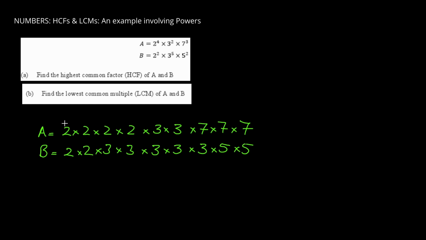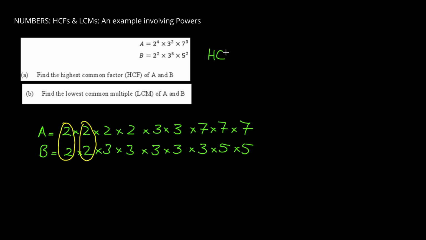So if we just look at the 2's, yes, we've got a pair there, and we've got a pair there. From 2 to the 4th, which is part of A, and 2 squared, which is part of B, all we've got to do is subtract the numbers. 4 minus 2 gives us 2 squared, which is 2 times 2. And these yellow grouped common factors are what we're looking for when we're finding the HCF.